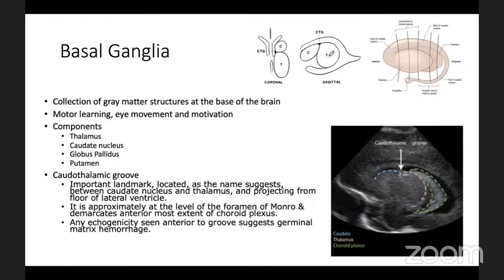In the sagittal view, you will find T as the thalamus and C is the caudate nucleus, and this is the lateral ventricle which encircles it. In a different diagram, it will show like this. Just to show you in this sagittal view, this pink one is the thalamus, blue one represents the caudate, and the green one is the choroid plexus. The caudothalamic groove is here where there is the germinal matrix, and it is a very important landmark as well. And any echogenicity in this part will represent a germinal matrix hemorrhage.